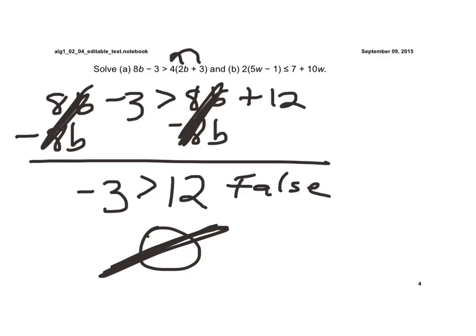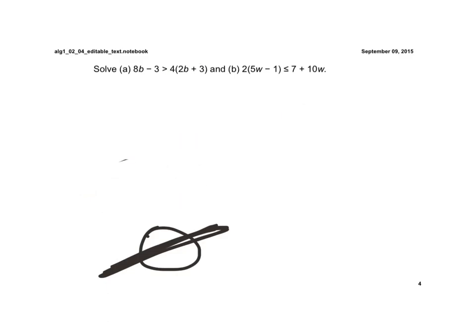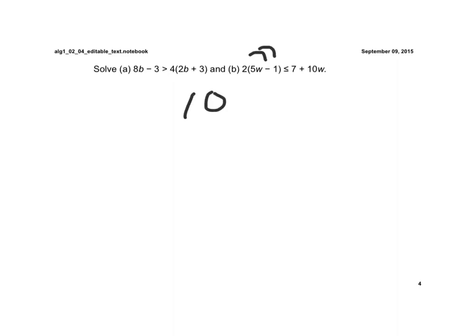All right, I'm going to erase this one. And now we'll work letter B. So again, we have to distribute through first, and I'm going to get 10w minus 2 is less than or equal to 7 plus 10w.